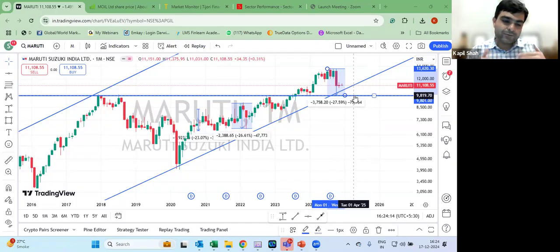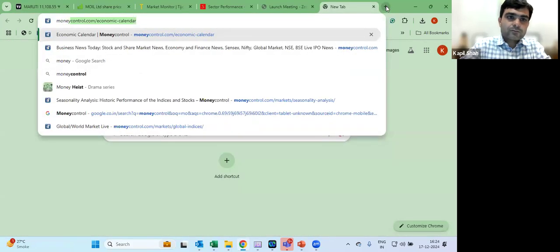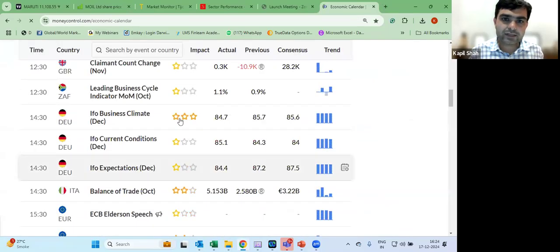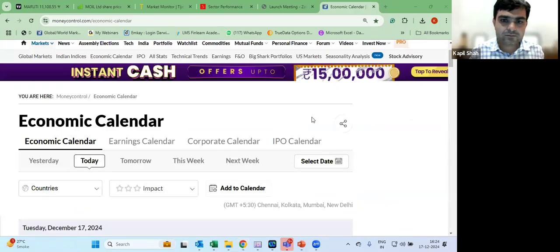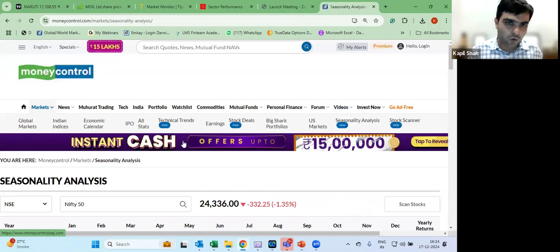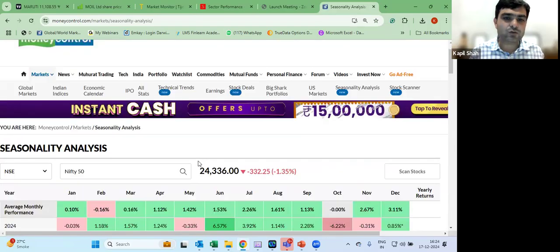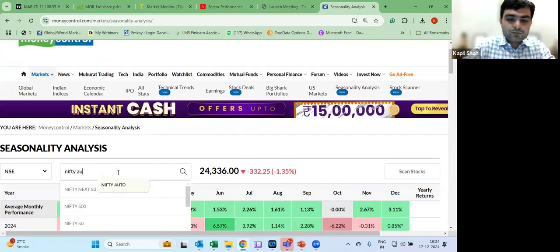Now, why leave seasonality apart? When will this happen, how likely is it, where will it happen? So we can come to Moneycontrol. In Moneycontrol, I can come to the seasonality part. Fine. Maruti is an auto stock, so let me look at the Nifty Auto sector. What is the Nifty Auto sector seasonality all about? In which month it is weaker, in which month it is stronger. So let's say here I go with Nifty Auto.